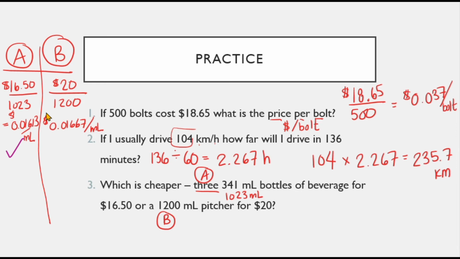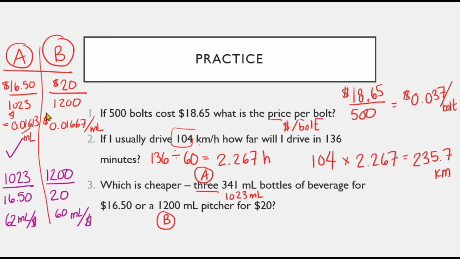But what if instead you did how many milliliters you can get for $1? That is still a unit rate. That's fine, and it's perfect for comparing. In that case, the math is just flipped: 1023 divided by 1650 compared to 1200 divided by 20. If you do this one, you're going to get 62 milliliters per dollar. And if you do the second one, situation B, you get 60 milliliters per dollar.